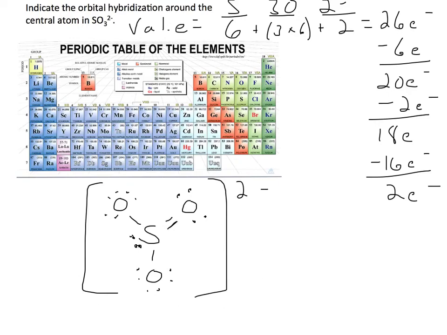Okay, because you notice that each of the oxygens that have 6 electrons around it are each going to have a -1 formal charge. That's a -2 charge overall.